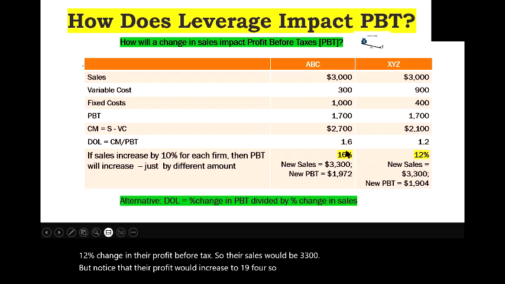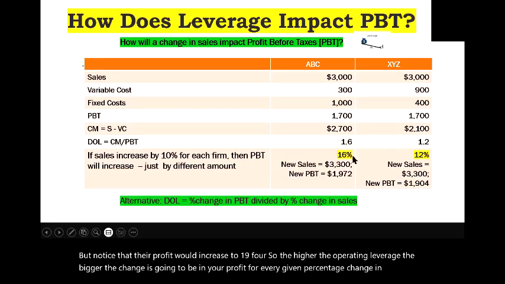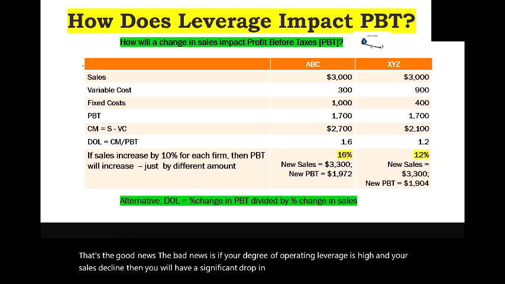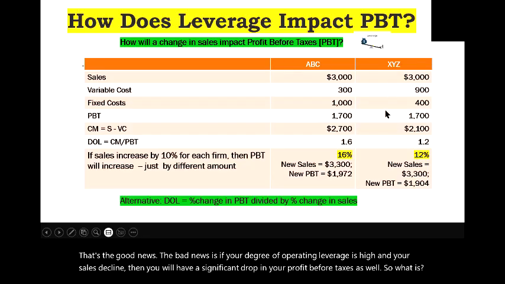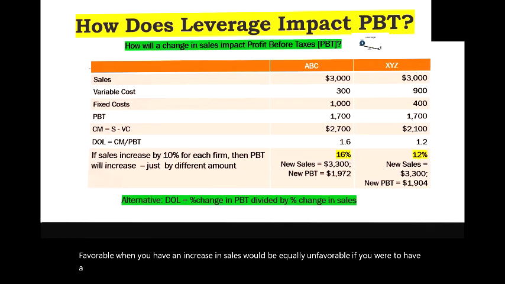So the higher the operating leverage, the bigger the change is going to be in your profit for every given percentage change in sales. That's the good news. The bad news is if your degree of operating leverage is high and your sales decline, then you will have a significant drop in your profit before taxes as well. So what is favorable when you have an increase in sales would be equally unfavorable if you were to have a decline in your sales.